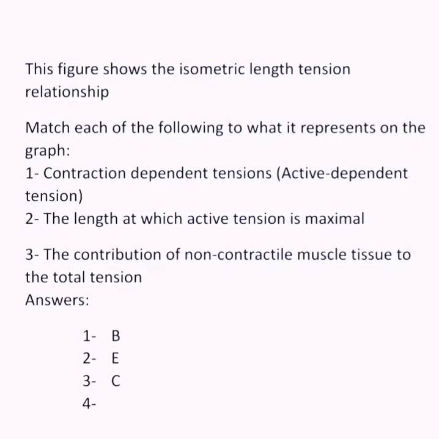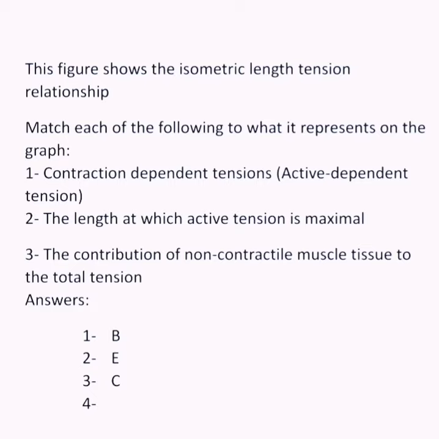So here's the question regarding the graph. The figure shows the isometric length-tension relationship. Match each of the following with what it represents on the graph. The first option, number one, they want us to mark which letter on the graph represents the contraction-dependent tension or the active-dependent tension. So we'll go back to the photo.